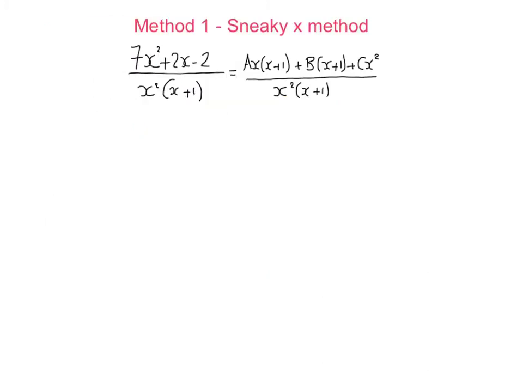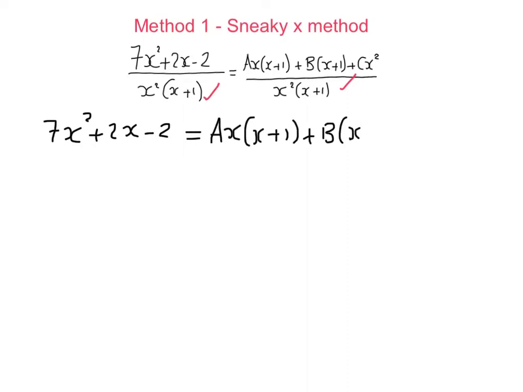So here's method 1, which is what I call the sneaky x method. So let's look at how far we've got. We know we've got the bottom sorted, that's right. It's the tops we've got to look at, the numerators. So let's just have a look at that as an equation in its own right. 7x squared plus 2x minus 2 has got to be what we get when we choose the A and the B and the C correctly, so that all these add up to that. Now, if all of these are going to add up to 7x squared plus 2x minus 2, then they have to add up to that when x is 0.